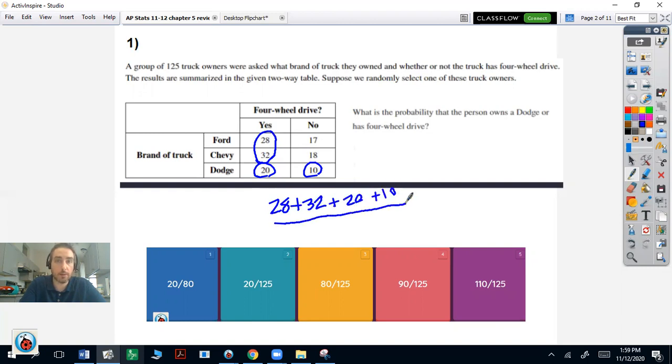And our overall probability, or our denominator, is going to be 125 because it's just selecting a truck. So it's out of 125. And if we add those together, that's going to be 60, 70, 80, 90. So that's going to be 90 out of 125. There you go. Question number 2.